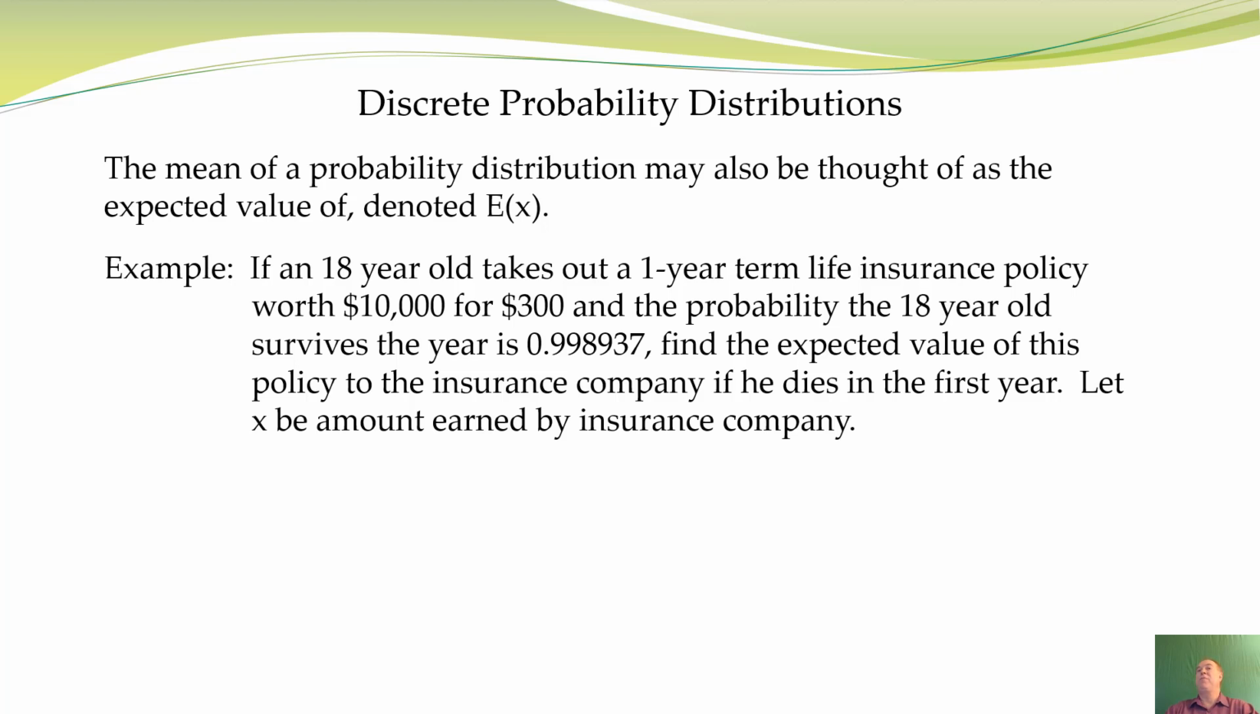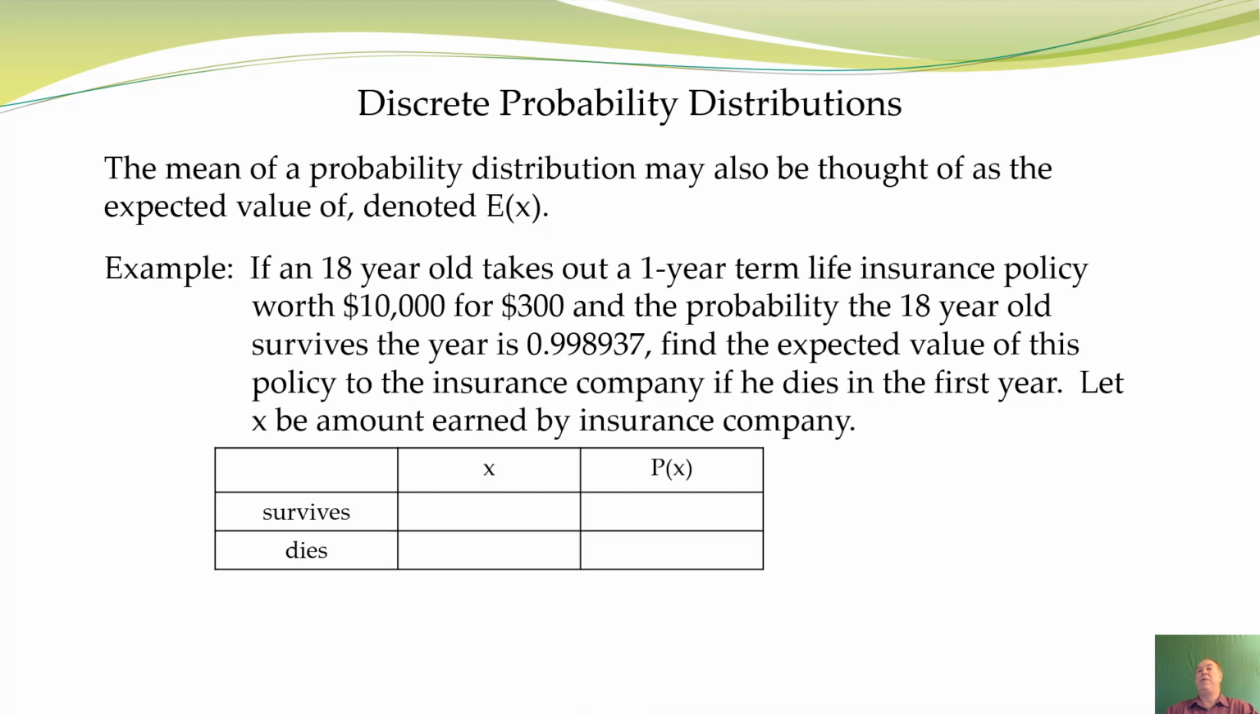Let x be the amount earned by the insurance company. So, if we set up a table, we're going to have x, p of x. We're going to have survives, dies. If he survives, the insurance company is going to make $300. Now, if he dies, the insurance company is going to have to pay out the $10,000, but they already collected $300. So this is going to be $300 minus the $10,000, which is negative $9,700. So the probability he survives was 0.998937. So the probability he dies will be 1 minus this, which is 0.001063.